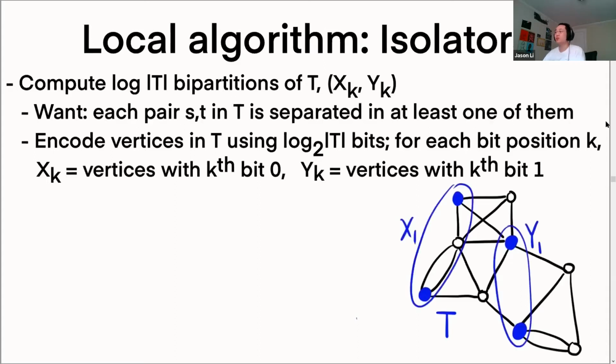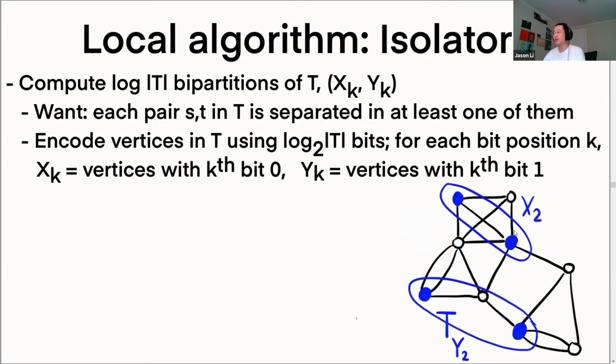So for example, we can compute X1 and Y1 like this. We can compute X2 and Y2 like this. And these two bipartitions ensure that any two vertices s and t in T are separated in at least one of them. One deterministic way to do this is to encode the vertices in T in binary. Then for each bit position k, let Xk be the vertices whose encoding has a bit 0 at the k-th position, and Yk be everything else. So this will work. But that's not the point. The point is we just want the separating property.